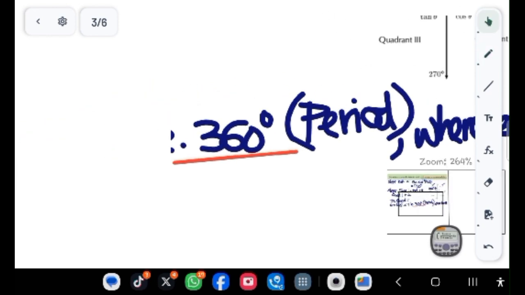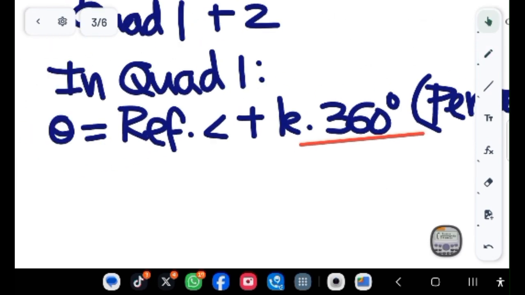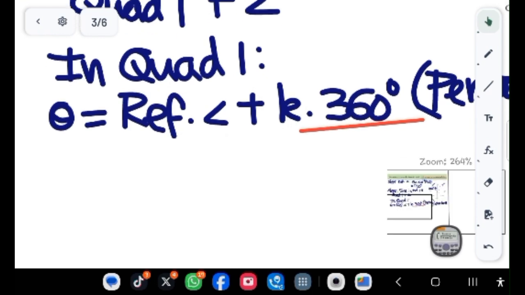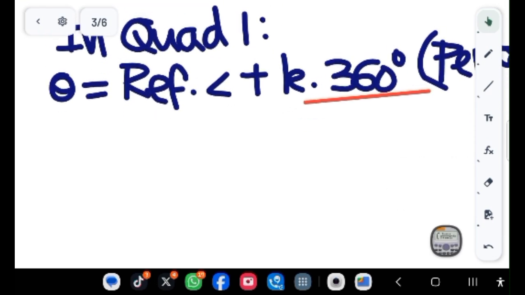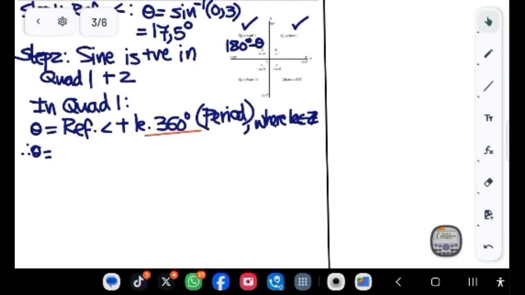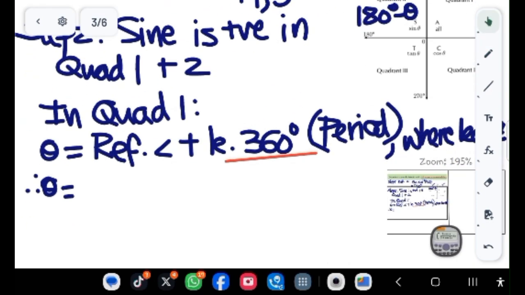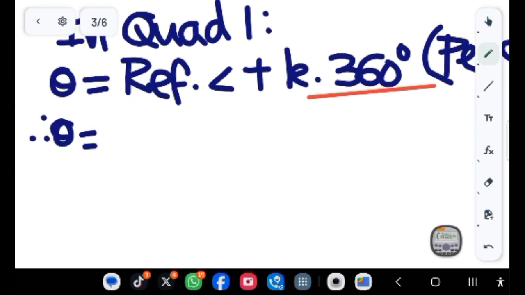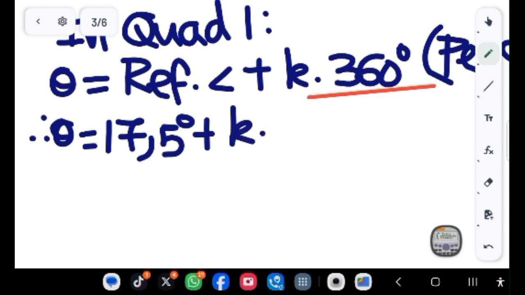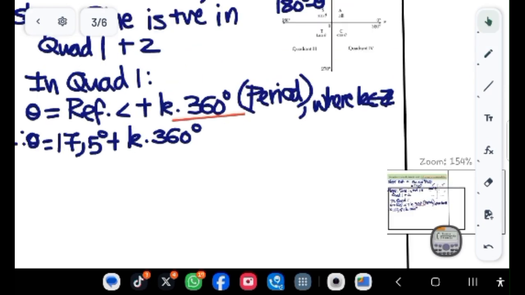That's what K is. It's an integer. It could be positive, it could be negative, it could be 0, but it must be an integer. Now, in quadrant 1, therefore, our theta will be equal to the reference angle we found, that will be 17,5 degrees plus K times 360 degrees. And we're done with quadrant 1.